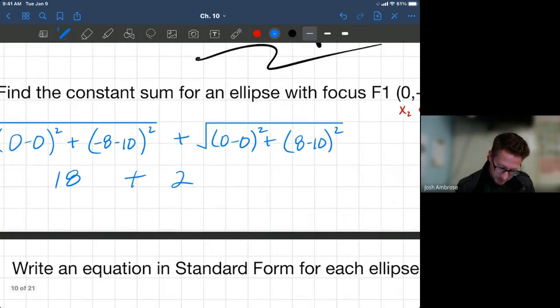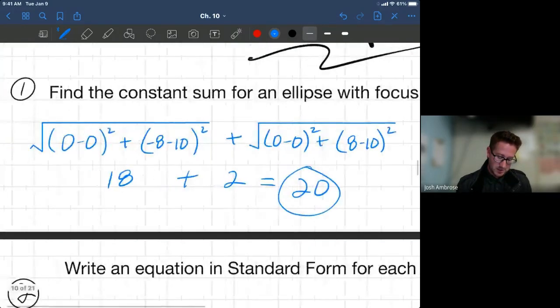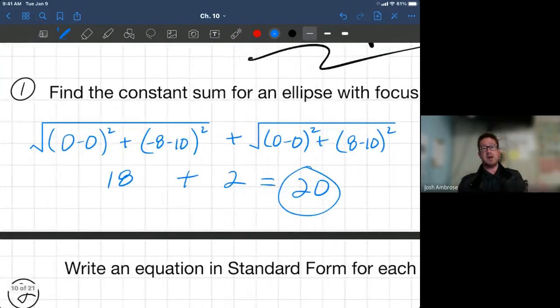So 18 plus 2, this is going to give us 20. So that right there is our solution. So when they say find the constant sum of the ellipse, for us in this problem, it's 20. All right, so remember, distance from point to F1, distance from point to F2, add those two distances together. That's going to be your constant sum. All right, so that's the first example problem.